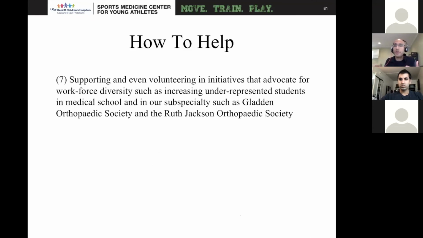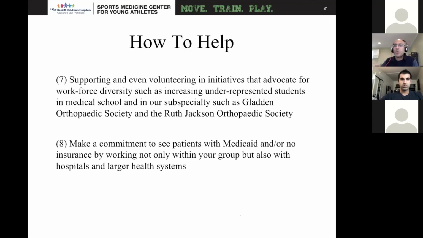Try to volunteer in initiatives that improve diversity. I know a lot of us are involved in the diversity committee here at UCSF, but looking at different areas, whether it be the Gladden Society or the Jackson Society, by volunteering in these initiatives, you can advocate for diversity in our field, because as we talked about, that's obviously something that needs to be worked on.